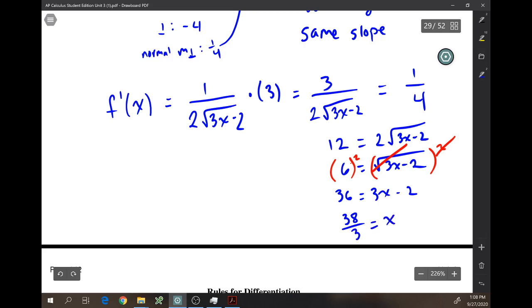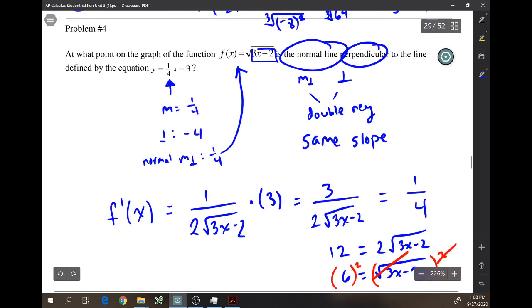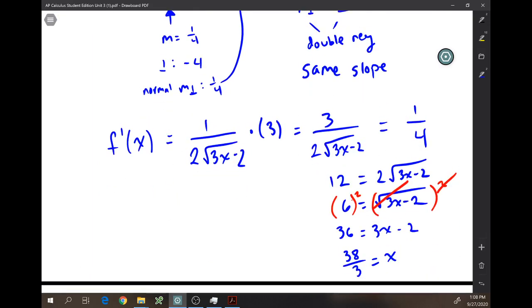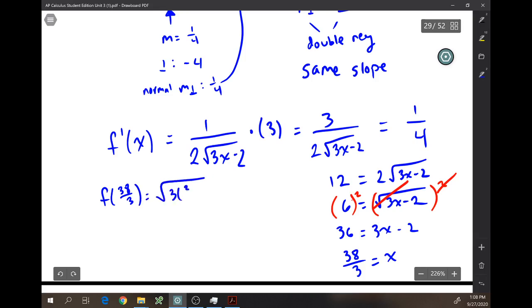Now, let's go back and just double check what the question was asking. Was it asking for the tangent line or the x value or the point? When it says the point, that's the x comma y. So what we need to do is plug in 38 over 3 back into the original. So f of 38 over 3 will equal the square root of 3 times 38 over 3 minus 2. 3's cancel, square root of 36, which is 6.